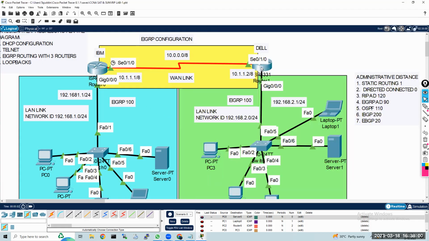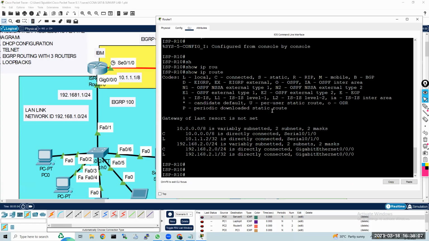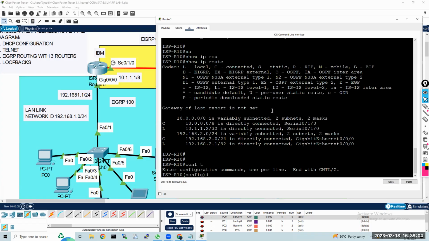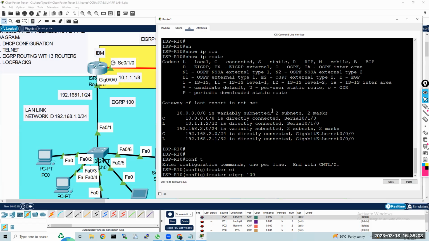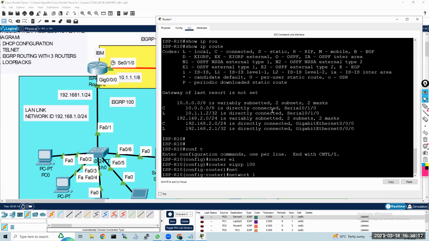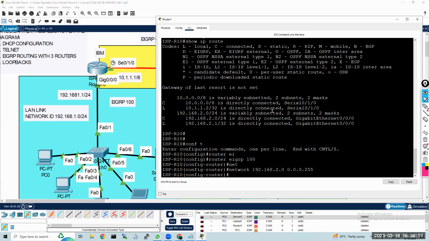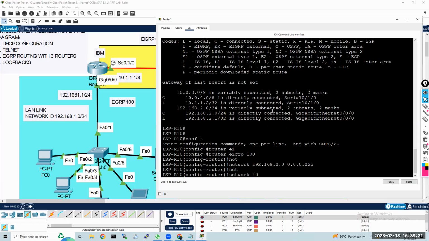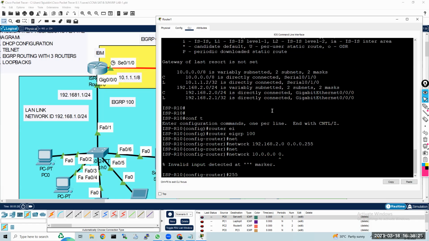Now we should go and configure router 2. Go to global configuration mode, router EIGRP, and we should give the same value, 100, here. Network 192.168.2.0, wildcard mask is 0.0.0.255. One more network, that is 10.0.0.0, then 0.255.255.255.